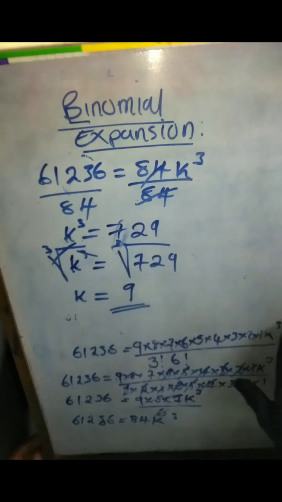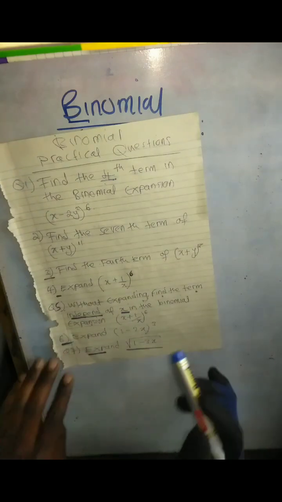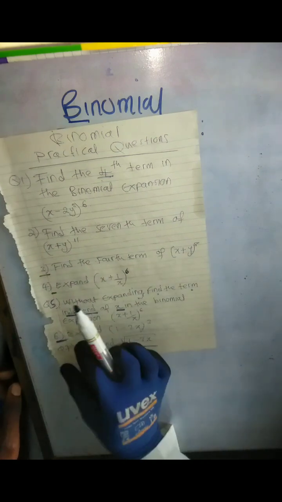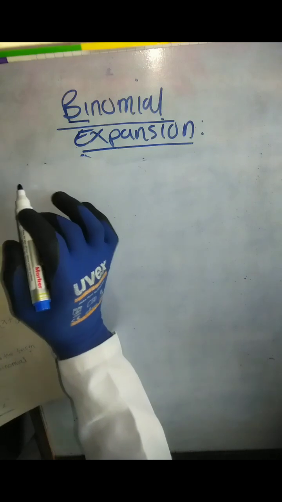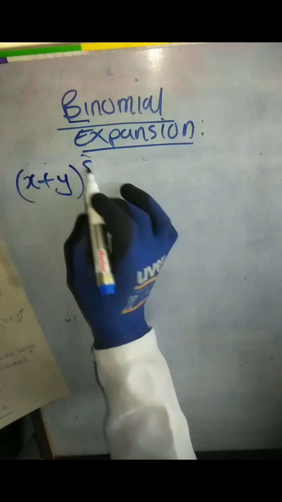Let's also solve another question. Okay, I believe you are getting the concept. So let's also deal with question 2. Question 2 is saying, find the fourth term of x plus y to the power 8.